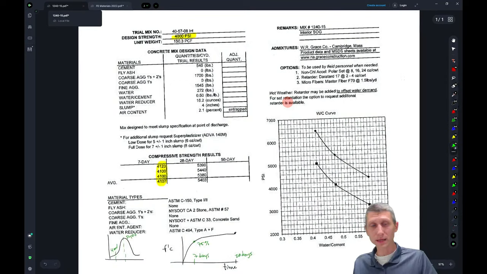If you need it more workable, put a super plasticizer in, put something else in that makes it more workable, right? And actually, it's kind of cool to even see that in this mix design. What does it say? For additional slump, request super, right? If you start out at 4 inches, you add 6 ounces. 6 ounces, that's like a small cup of coffee, right? 6 ounces of super plasticizer per yard is going to give you an extra inch of slump. And if you do 8 ounces, that's going to give you a couple inches. So that makes it more workable without changing the water cement ratio, which is one of those key parameters. Right, so that's something to think about too.